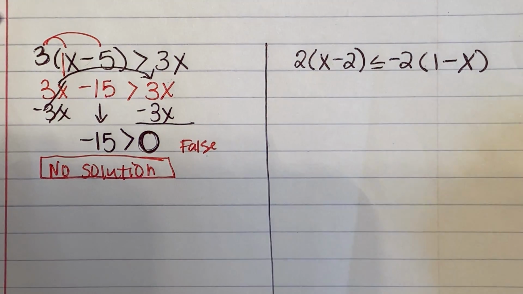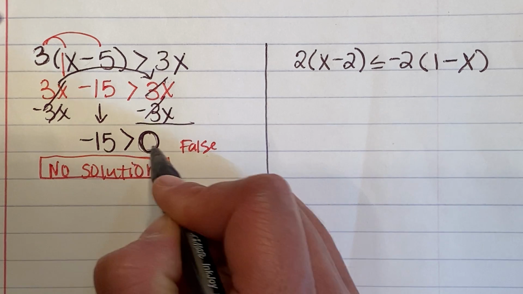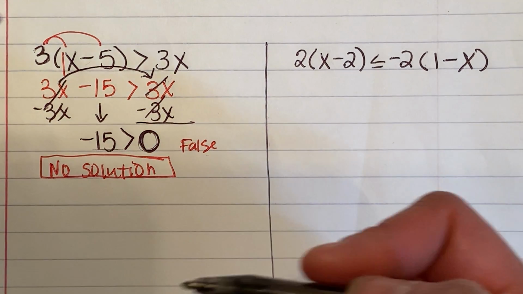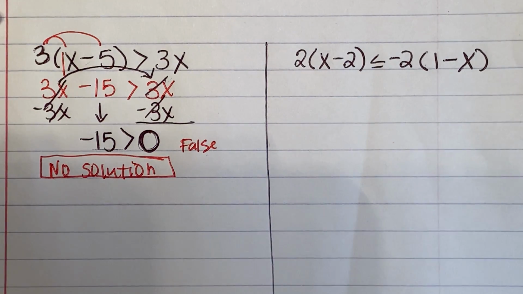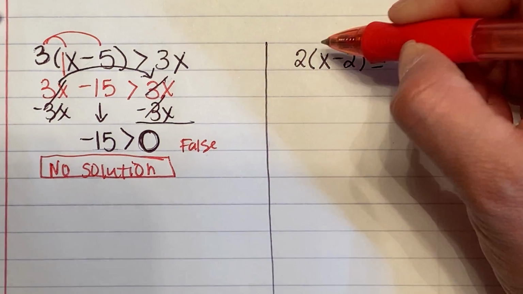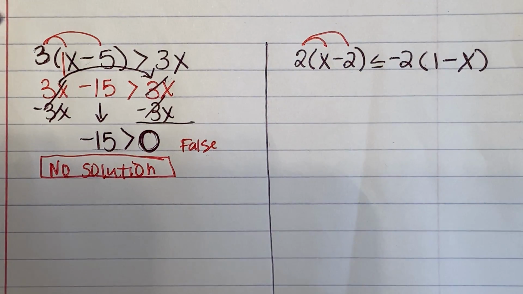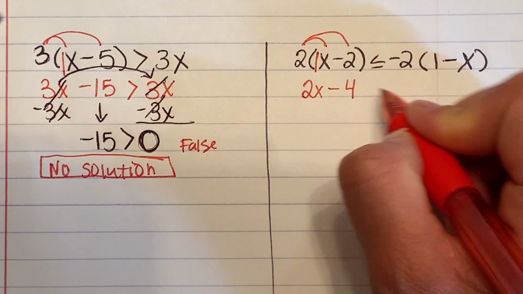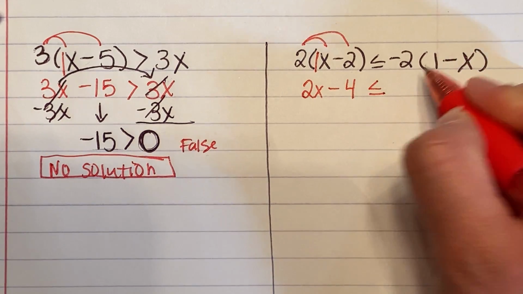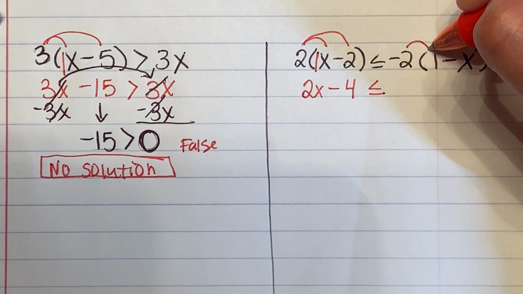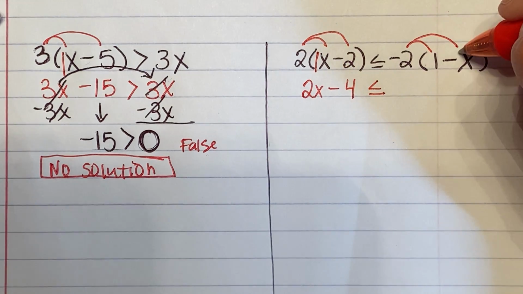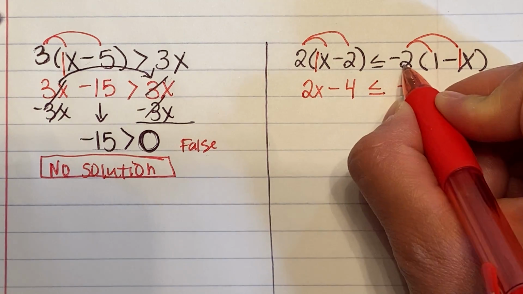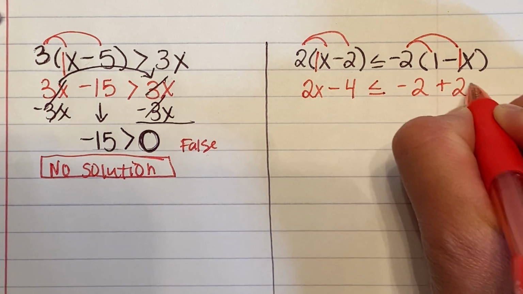So in this case, when our variables did cancel out, we were left with 2 numbers on each side of the inequality, and it was not a true statement. It was false, so it was no solution. Now I'm going to take 2 parentheses x minus 2 and distribute 2 times x and 2 times negative 2. 2 times x is 2x, 2 times negative 2 is negative 4. Bring down my symbol. Now I'm going to do the same thing on the right side. This time I have a negative 2 times 1 and a negative 2 times a negative 1x. So negative 2 times 1 is negative 2. Negative 2 times negative 1 is a positive 2x.